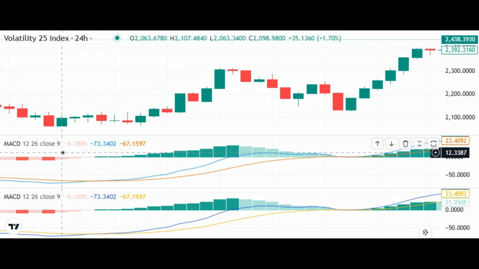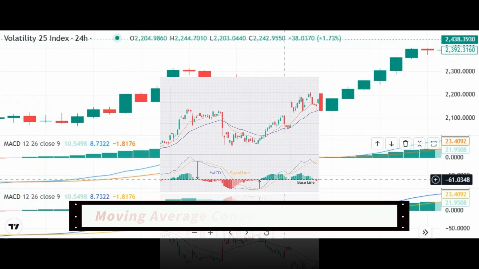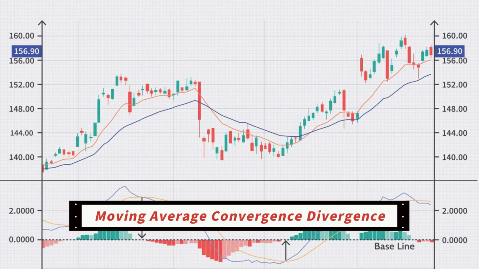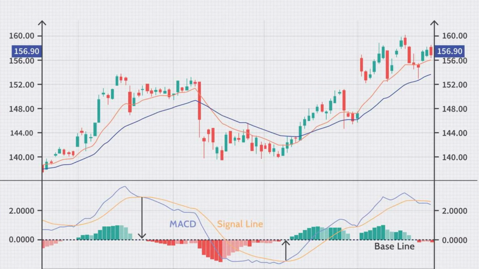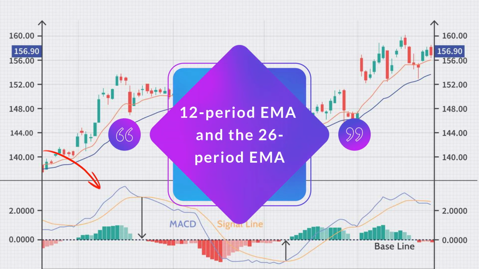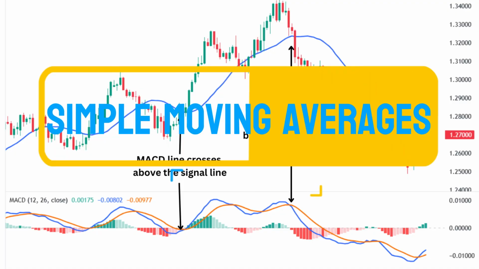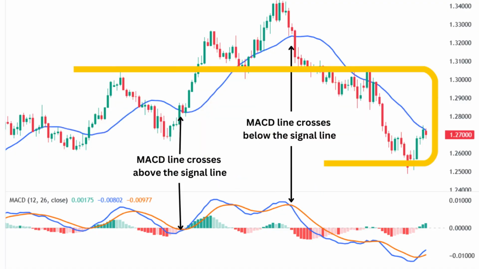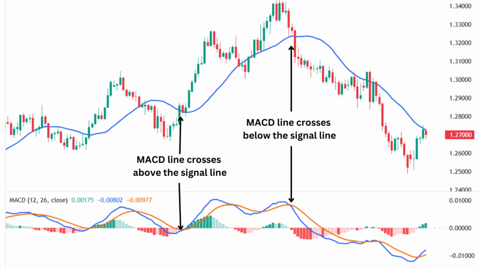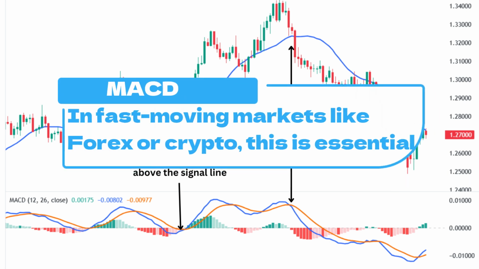Let's start with the basics of the MACD. The Moving Average Convergence Divergence is an oscillator that helps you gauge the momentum and direction of a trend. It's calculated by taking the difference between two exponential moving averages, EMAs, the 12-period EMA and the 26-period EMA. Here's why the EMA is used instead of the simple moving average, SMA. The EMA gives more weight to recent price action, making it more responsive to new price trends. In fast-moving markets like Forex or crypto, this is essential.